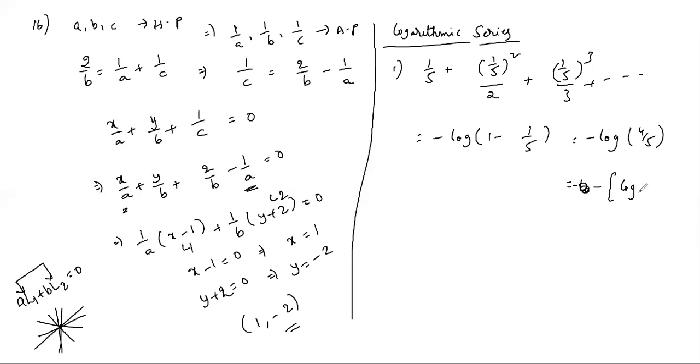So the answer was given as log base e of 6 by 5. That was given in the answer, that's why I wasn't sure. I didn't get that. I got log of 4 by 5 whole power minus 1. If you only take the minus one inside the logarithm, you will get log 5 by 4 base e. 5 by 4 is actually the correct answer.